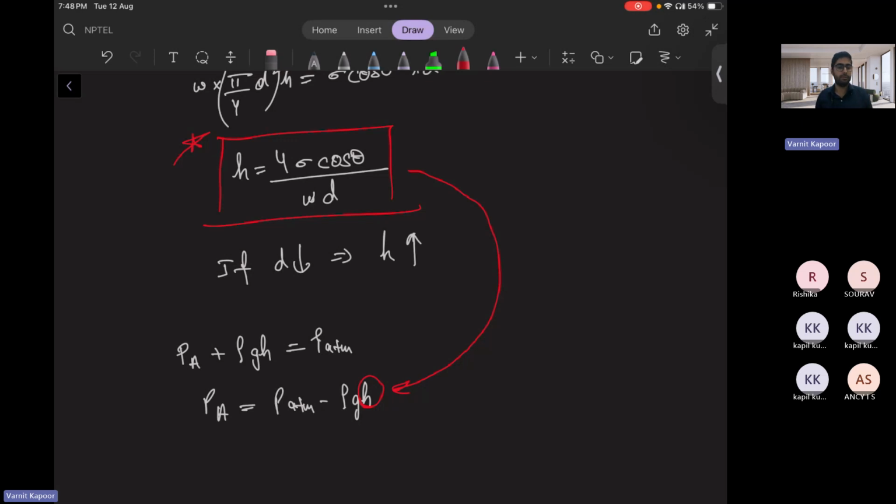This H will come from. You know what is P atmosphere? You know what is rho of that fluid? You know what is the gravitational constant value? You got the H value from the above expression. Got it?